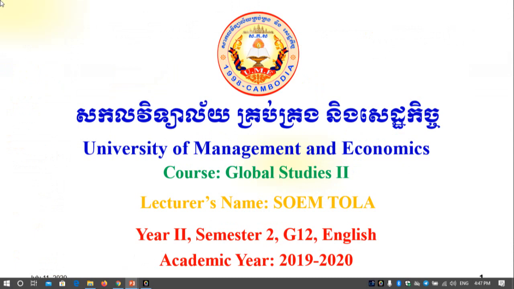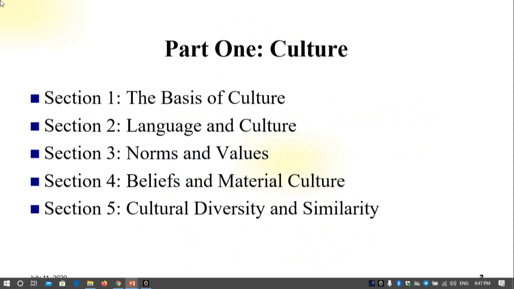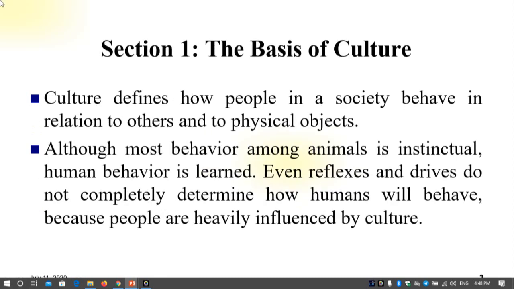Today is Sunday. It's the first week of our class, year 2 in semester 2 of generation 12, major in English. Yesterday we finished section 1, section 2, and section 3, right? The basics of culture, language and culture, and norms and values. But today we will continue from section 4 until section 5. Section 4 is beliefs and material culture. Section 5 is cultural diversity and similarity. Please continue with me together.